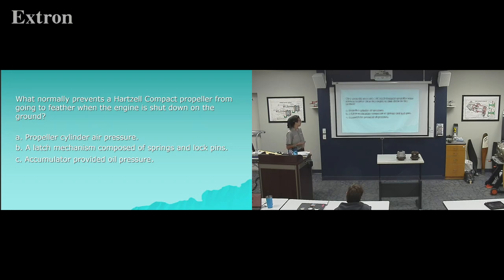Zach, what normally prevents a hard sole compact propeller from going to feather when the engine is shut down on the ground? Is it propeller cylinder air pressure, or a latch mechanism composed of springs and lock pins, or accumulator provided oil pressure? Very good. It is a latch mechanism.